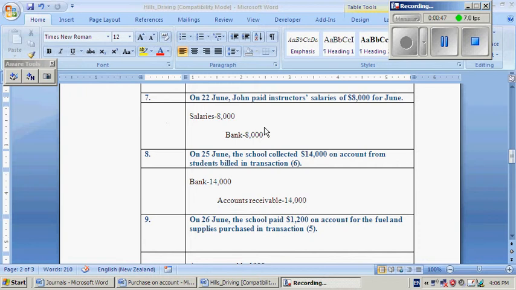But in this one, you see the paid salaries. It's like a paid expense. So it's very normal: expense debit, bank credit. So you have over here salary debit, bank credit.